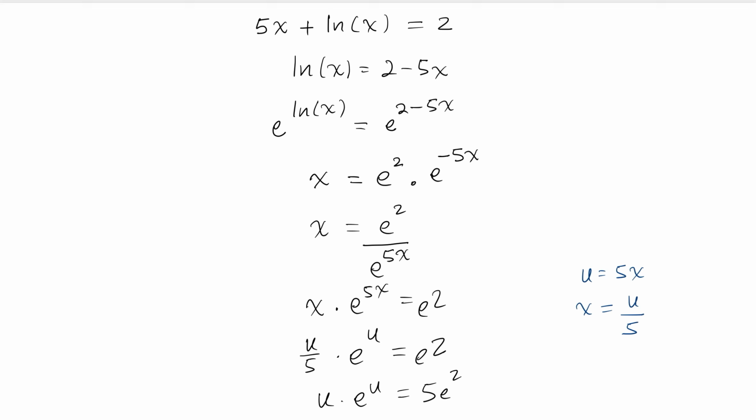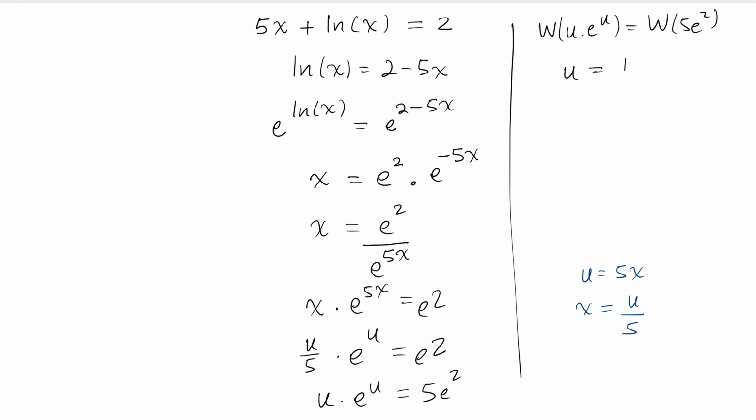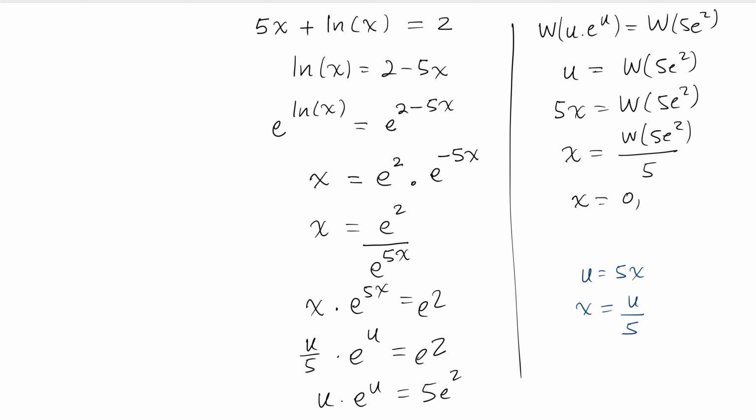Then we'll take W of both sides. So W of u multiplied by e to the u is going to equal W of 5e squared. So this output is going to be u, and that's going to equal W of 5e squared. Now u was 5x, so 5x is equal to W of 5e squared. That means x is equal to W of 5e squared divided by 5. That gives us x equals 0.527.